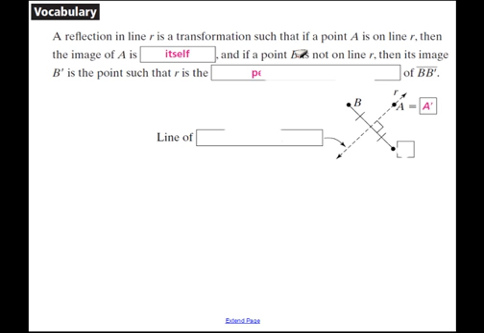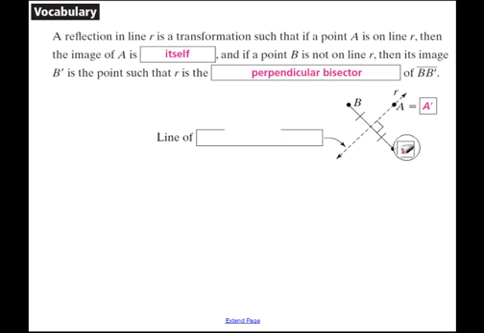Then it says if a point B is not on line R, so here we've got B out here, then its image, B prime, is the point such that R is the perpendicular bisector of B and B prime, so of the pre-image and the image.